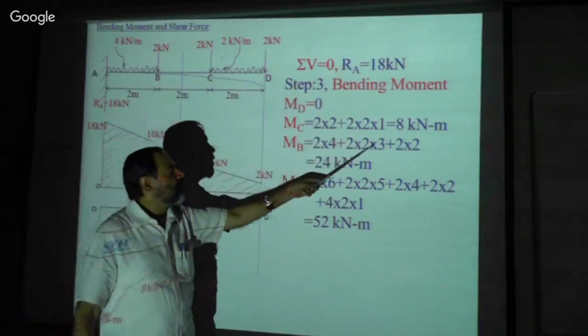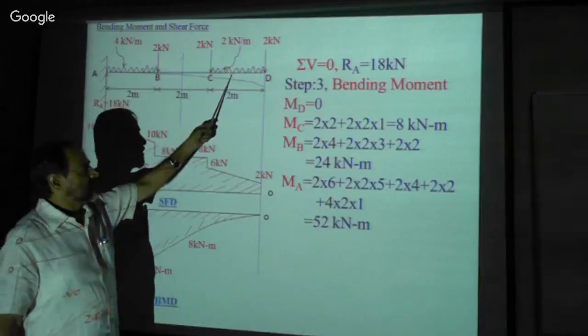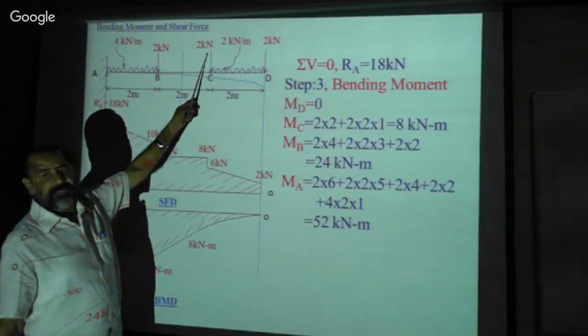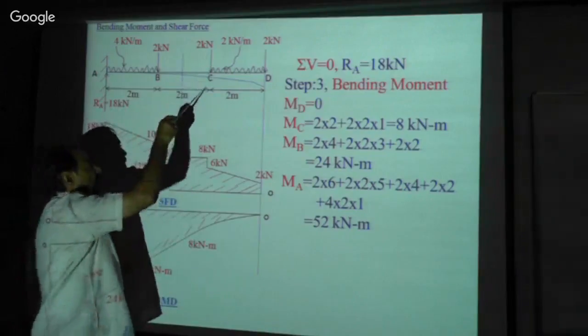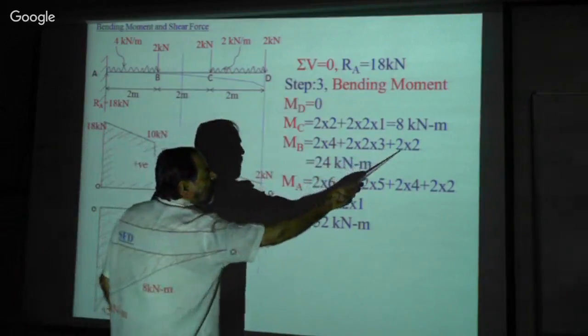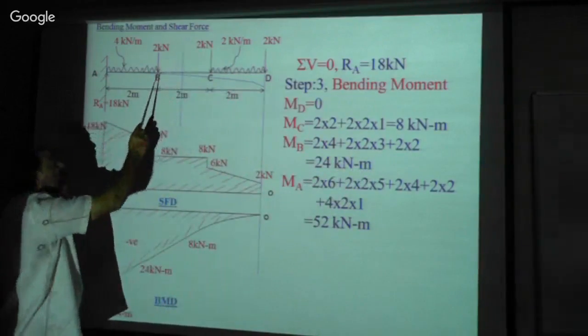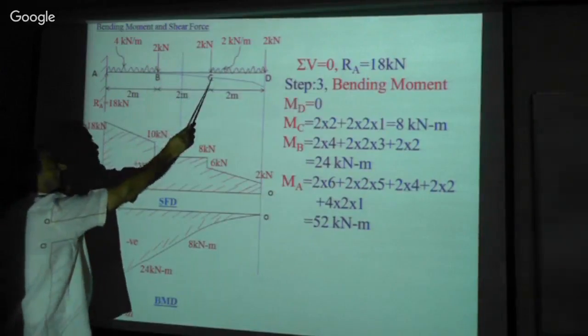Now that is the second force. And we have another force, the third force, that is 2 kilonewton. This also creates a clockwise moment. Therefore, that is 2 multiplied by 2, 2 kilonewton into the perpendicular distance.